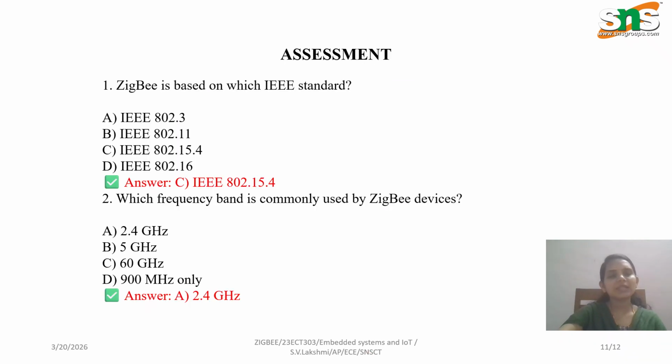Today's assessment: ZigBee is based on which IEEE standard? Option C is the answer, that is IEEE 802.15.4. And which frequency band is commonly used by ZigBee devices? The answer is 2.4 gigahertz. It also works in the range of 800 to 900 megahertz, but the most commonly used here is 2.4 gigahertz.